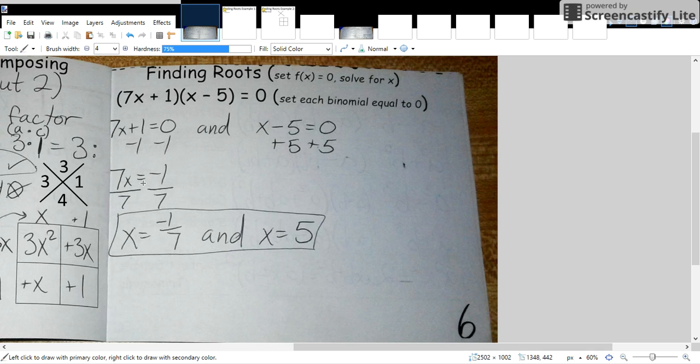So we have 7x equals negative 1. Divide both sides by 7. You get x equals negative 1/7. Now we're going to look at our other side. We have x minus 5 equals 0. Add 5 to both sides, and then you're done. x equals 5. So our solutions are x equals negative 1/7 and x equals 5.